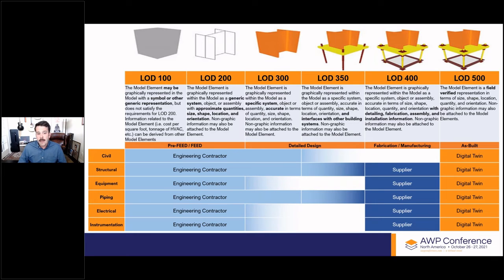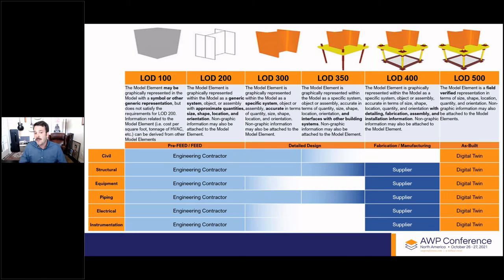So here is a chart. Along the top, you see an illustration of the different levels of development, 100 through 500. And in this use case, it's around structural steel. And you'll see in which phase of projects models are developed to this level of development. So with 100 and 200, you're still in the pre-FEED and FEED stages.